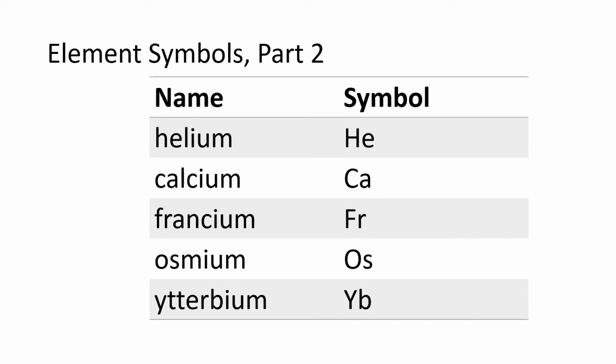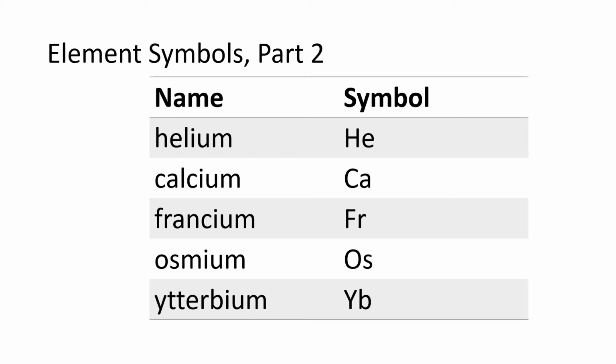Now let's look at a different set of elements. Helium has a symbol He. Calcium is Ca, francium is Fr, osmium is Os, and ytterbium is Yb. Well, some of the pattern that we found in the last group of elements will still hold. We're using capital letters at the beginning of the element symbol, but now we have 2 letters instead of just 1. And notice that in the case that we use two letters, the second letter is lowercase. It is not an uppercase. So we've got uppercase followed by lowercase.